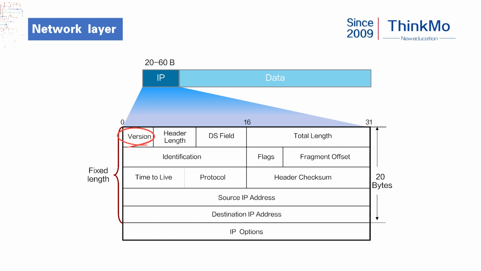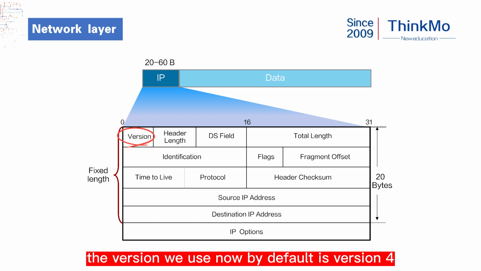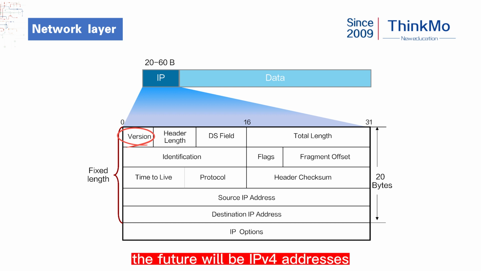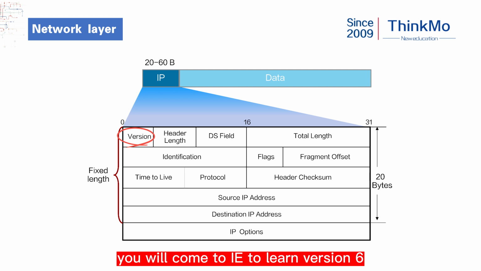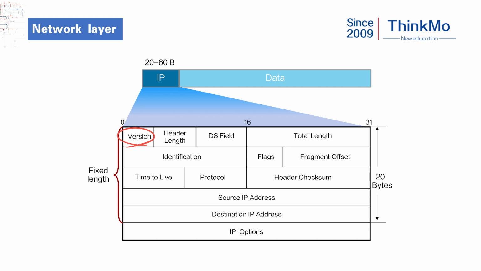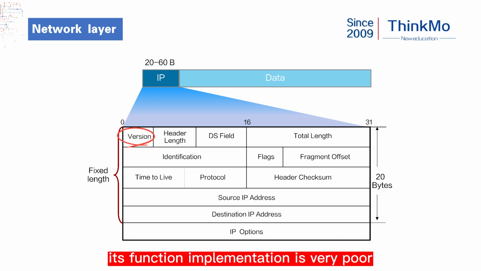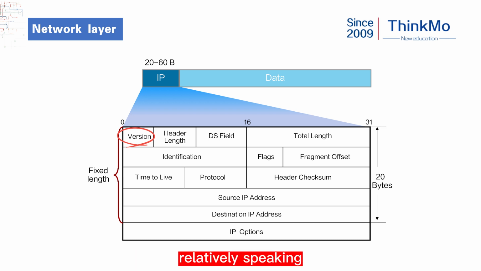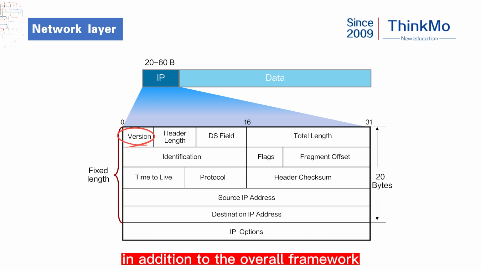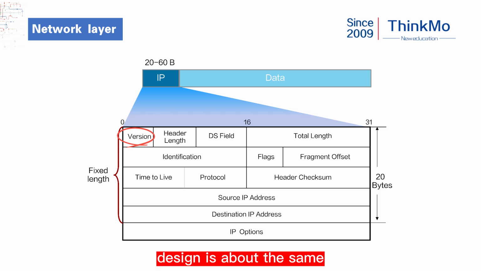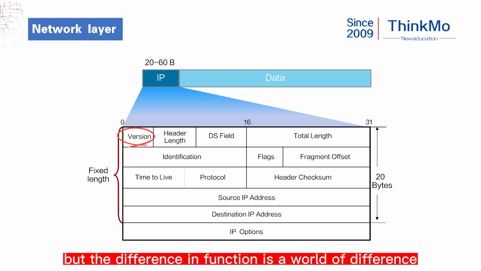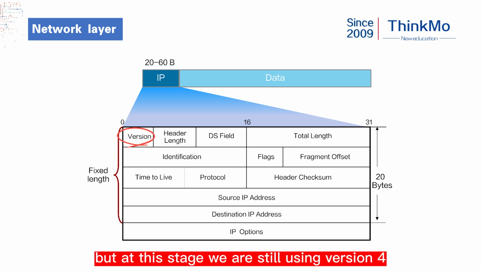I will pick a few important ones to talk about. First, here is the version. There are 2 versions of the IP protocol: version 4 and version 6. The version we use by default now is version 4, so the IP addresses we talk about are IPv4 addresses. You will learn version 6 when you come to IE. The two protocol versions share the overall concept and framework design, but the difference in function is a world of difference. At this stage we are still using version 4.